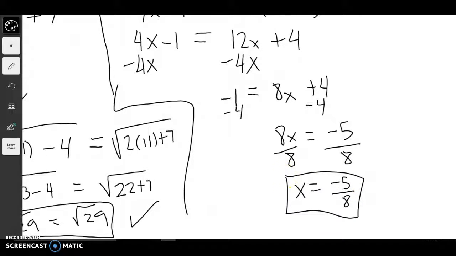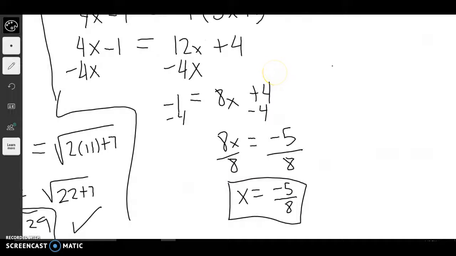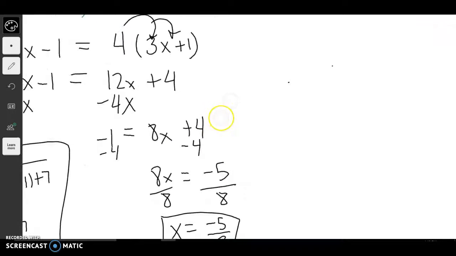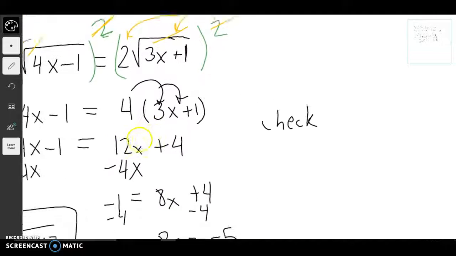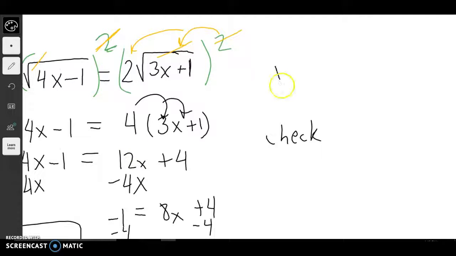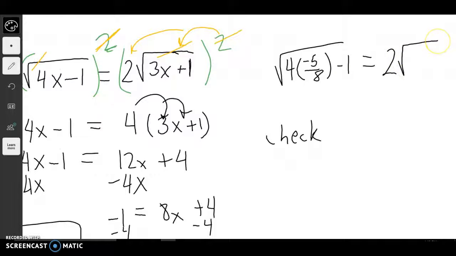Okay. Now we'd have to take this answer and check it. So let's check it over to the side right here. When I check this, we again are going to plug this in at the very, very top. So I'd have the square root of 4 times -5 over 8 minus 1 is equal to 2 times radical 3 times -5 over 8 plus 1.